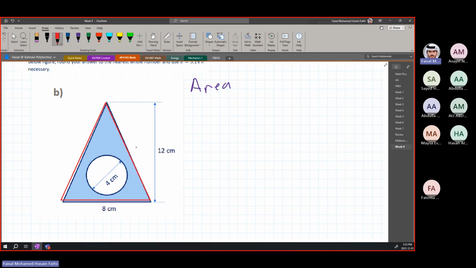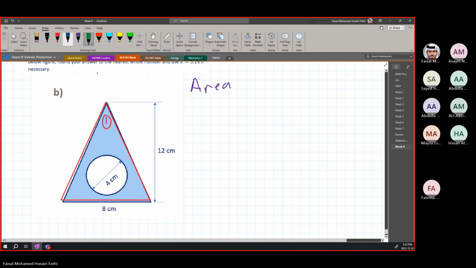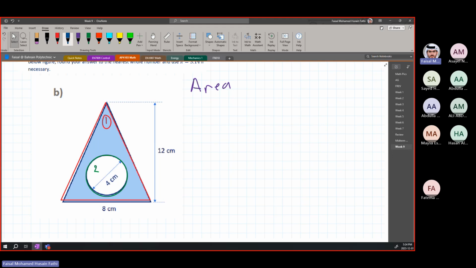Okay, we have the triangle outside. This is our area number 1. And our second shape is the small circle that is inside of the triangle. Okay. Now. Okay. So this is our area 2.